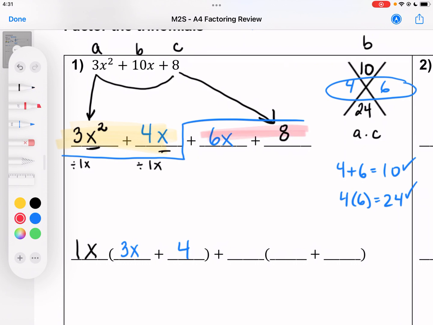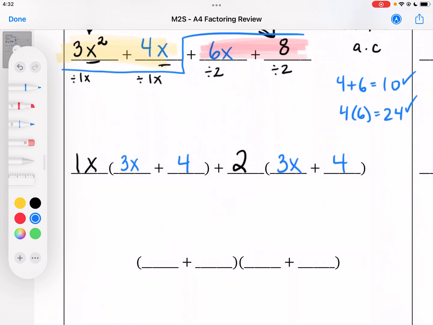So for 6x and 8, we want to find the biggest number, or the greatest common factor, of both of those. And the answer would be 2. I can divide both 6 and 8 by 2. Now notice I did not put an x on this one. That's because the 8 did not. This one, the 8 has no x on it. So we're going to go ahead and divide them. So 6x divided by 2 is 3x. 8 divided by 2 is 4.